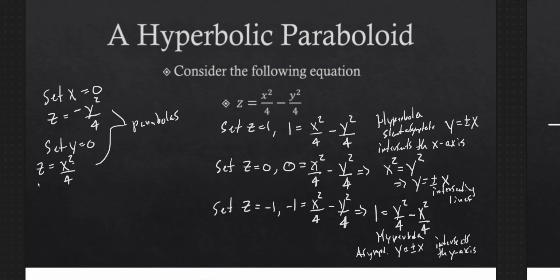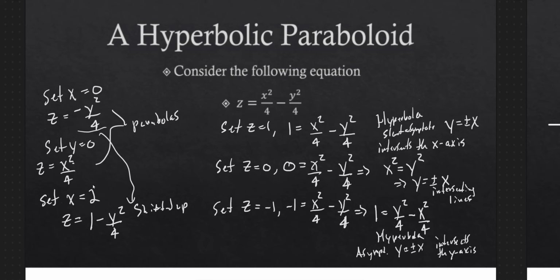What if I set x equal to like 1? Or let's actually set x equal to 2. I'm going to do that one. Set x equal to 2. I'm going to get a 4 here, so I'm going to get z equal 1 minus y squared over 4. So this has now been shifted up. It's this guy, but shifted up 1.